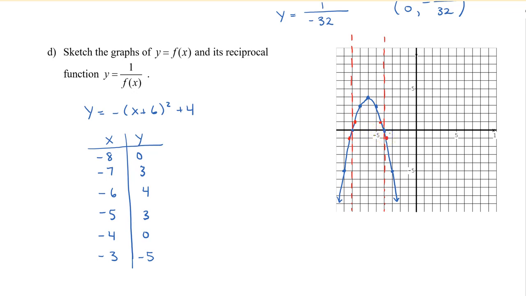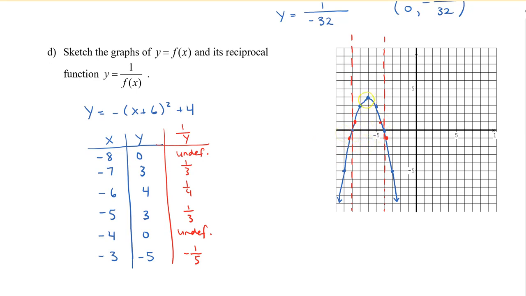All right, so now if you want, you can take a reciprocal of some numbers. So you can see that the reciprocal of 0 would be undefined, and that's why we had our asymptotes. And this we have 1/3, 1/4, 1/3, and -1/5. So these are actually very, very small numbers. So when we graph this on the grid here, they're actually very, very tiny.